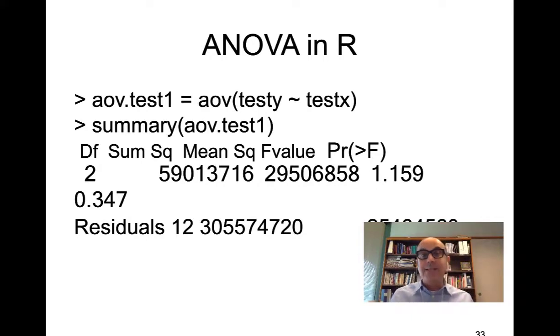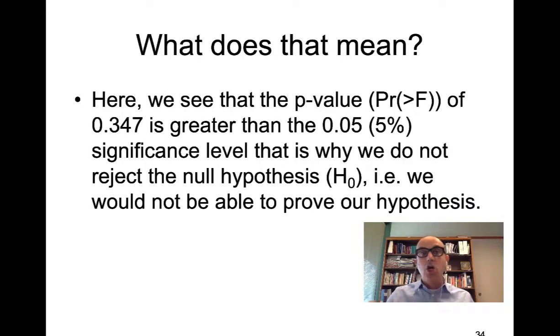So in this case, I am testing Y versus X, and R will come back and provide me with an answer. DF is 2, sum of squares is 590, and then the mean square and the p-value. It will provide me with this information. Your objective is to ask what does it all mean.